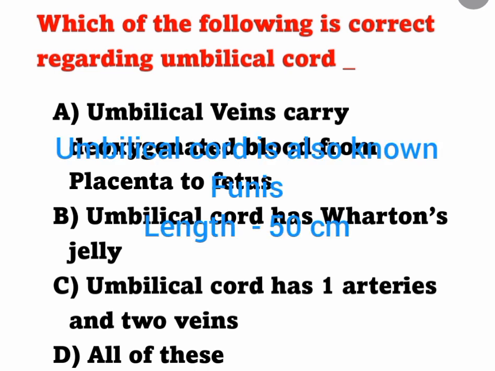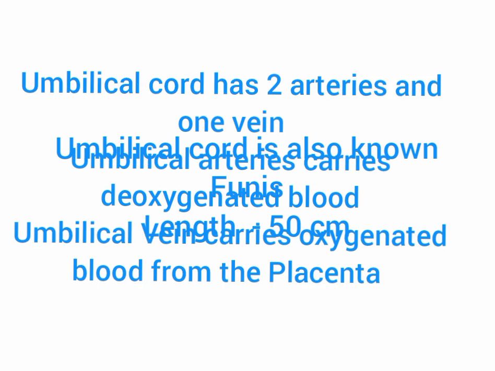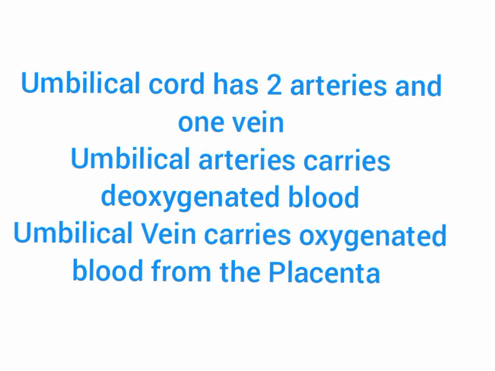The other name of umbilical cord is funis and its length is about 50 centimeter. This is the important point. The other name is funis and length of umbilical cord is 50 centimeter. And the umbilical cord has two arteries and one vein, but in our option C, umbilical cord has one artery and two veins, so it is wrong. Umbilical cord has two arteries and one vein.